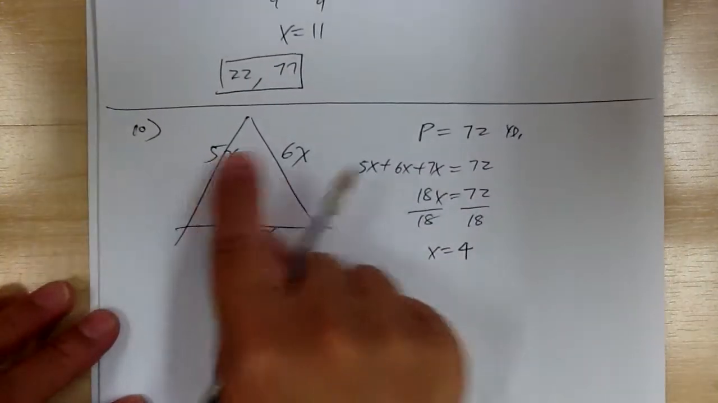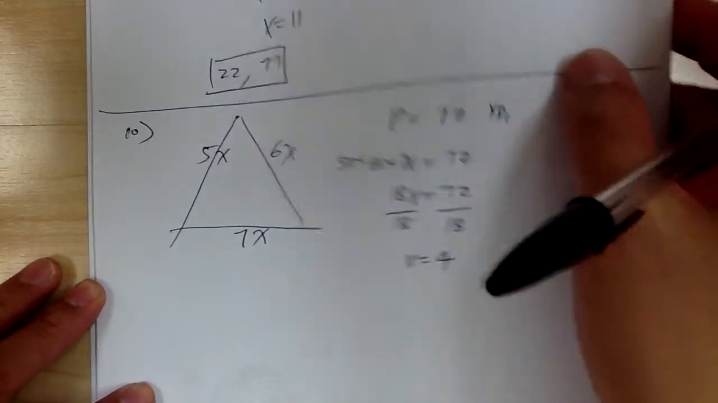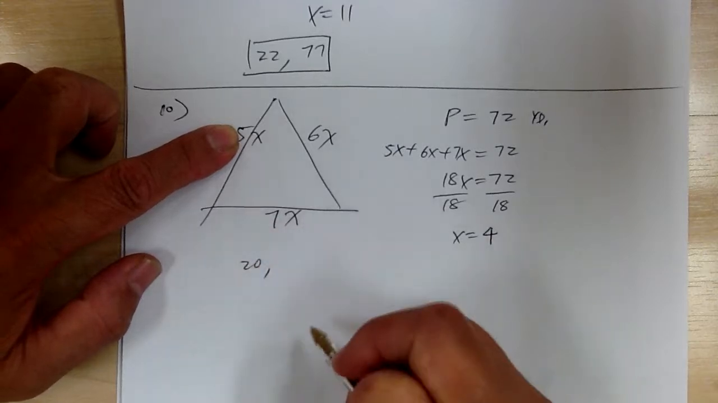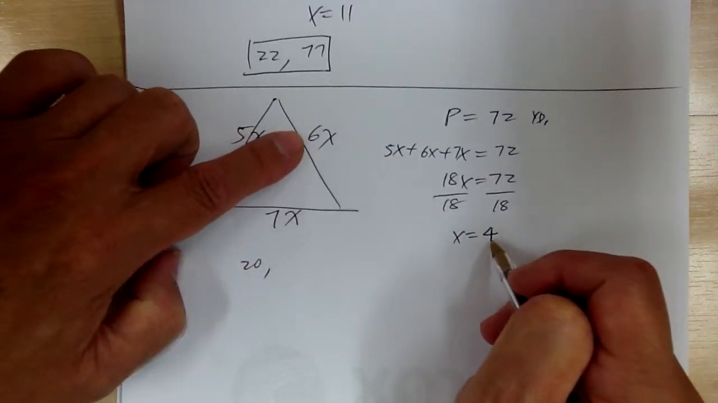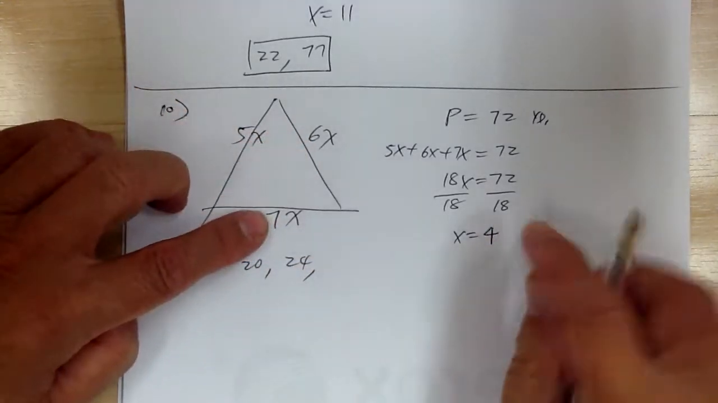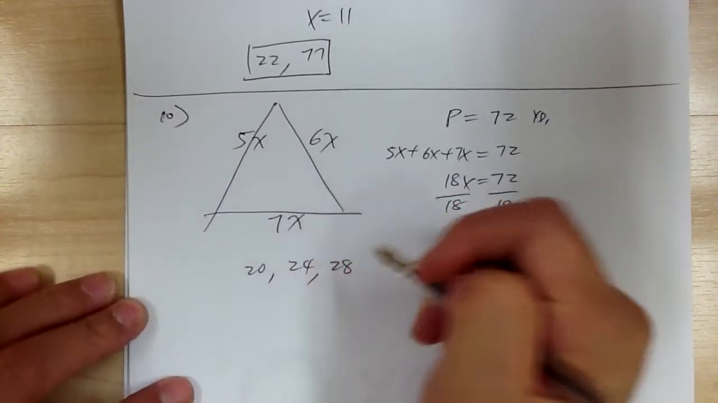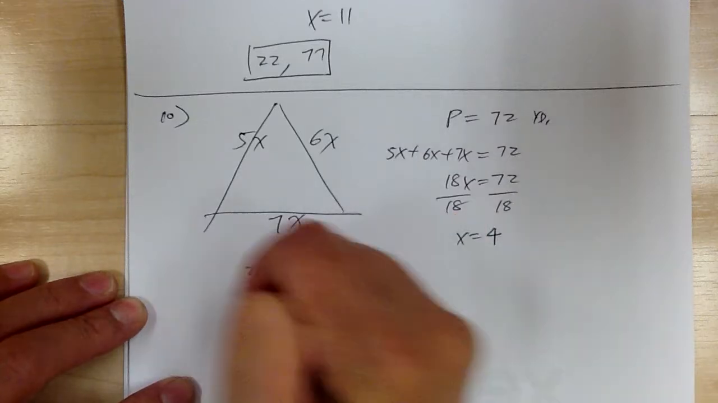So you need to multiply it by 4 to get back to the original number. So 5 times 4 will give you 20. 6 times 4 will give you 24. 7 times 4 will give you 28. And the label will be yards.